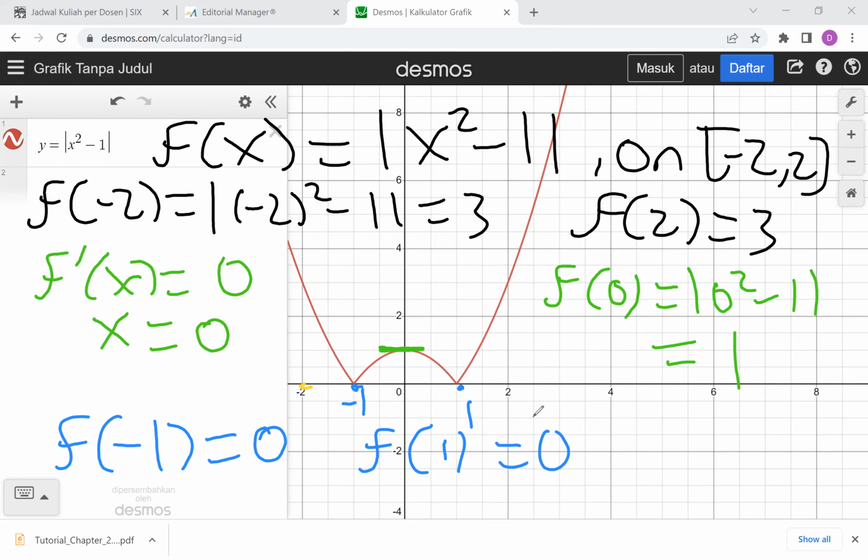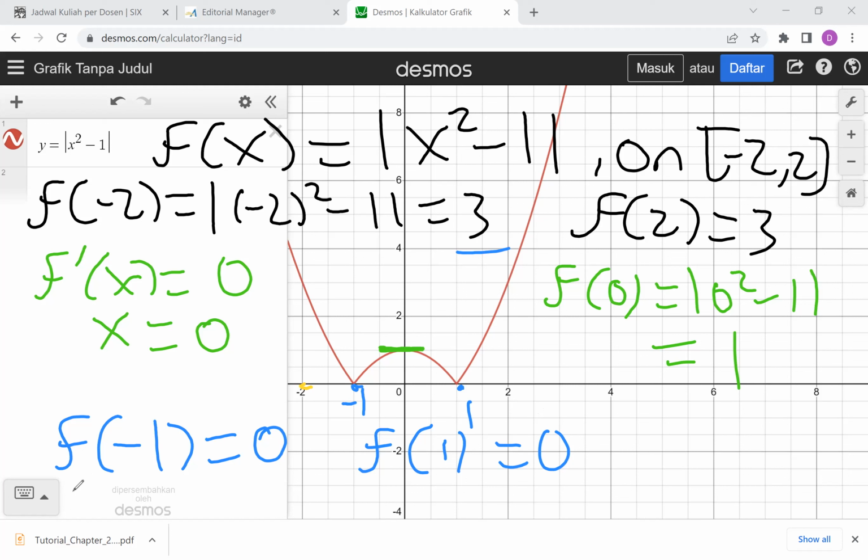So you see that we should now compare f(-2), f(2), f(0), f(-1), and f(1). From this calculation, what is the largest value? The largest value is 3, right? So the maximum value of the function is 3.